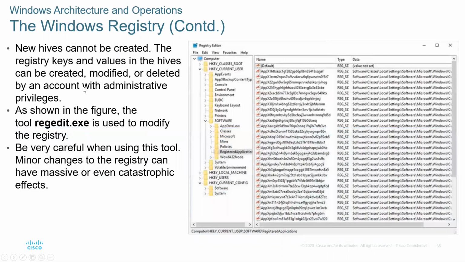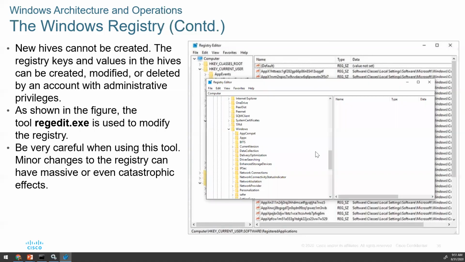Okay. So new hives cannot be created. You can only create keys and values within the hives themselves. And you can create, modify, and delete those with an account with administrative privilege. To use this tool, we use what's called Regedit, and you can simply type this into your search bar and get the Registry Editor. And that usually needs administrative privileges, so you'll see that pop up on your screen.